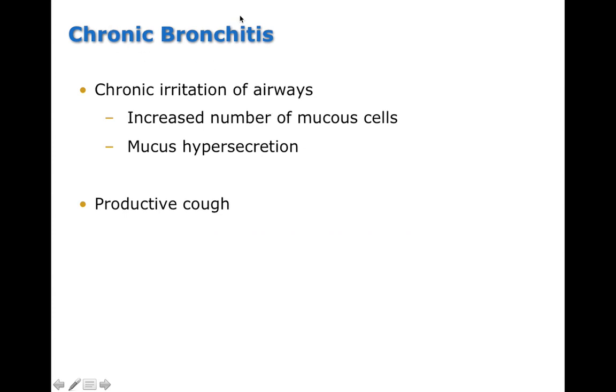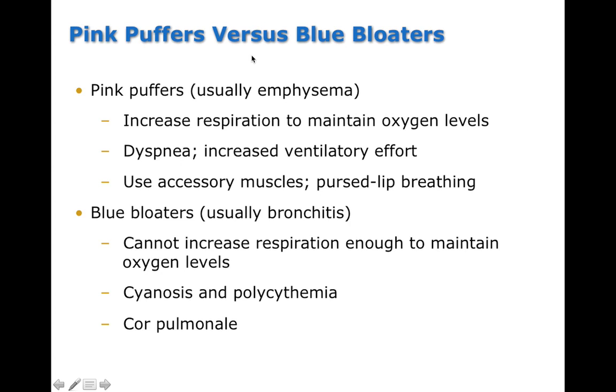So with chronic bronchitis, it's actually going to be irritation of the airways that also increases the number of mucus cells, and you get mucus hypersecretion. Now, with bronchitis, because of this excessive increase in mucus, you do see productive cough, and so we can differentiate emphysema from bronchitis in a variety of ways.